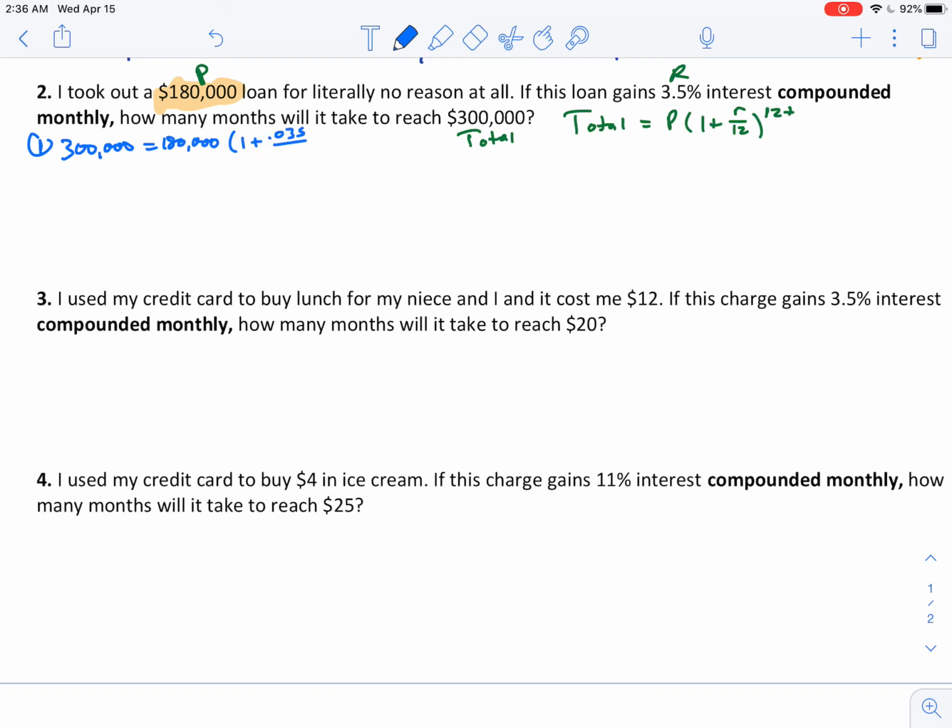Well, if I substitute in all known values, step 1: 300,000 equals 180,000 times 1 plus 0.035 over 12 to the 12t. So that's my first step. Step 2, let's divide 180,000 from both sides, just to kind of clean things up a bit.